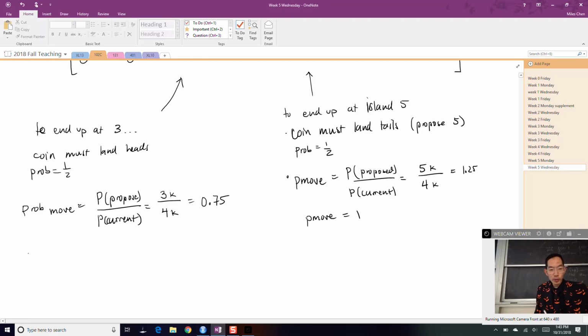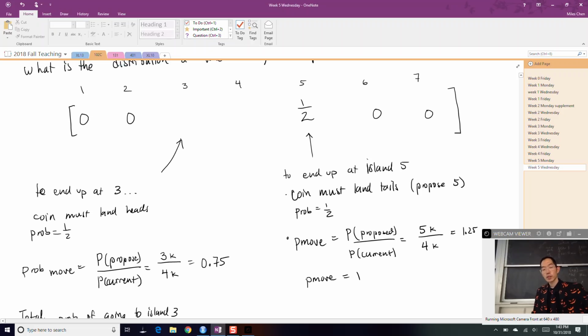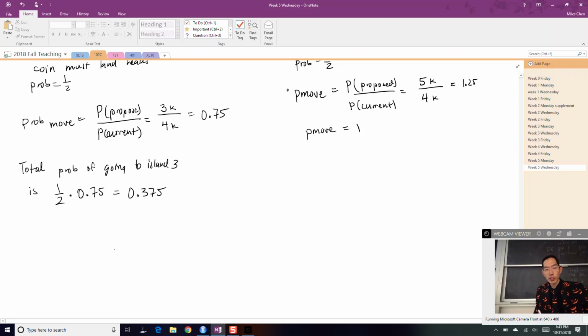And so the total probability of going to island 3 is 1/2 times 0.75, and I get 0.375. So 3/8. Okay. And so the leftover probability must be the probability of remaining at island 4. And there's actually two ways of remaining at island 4.